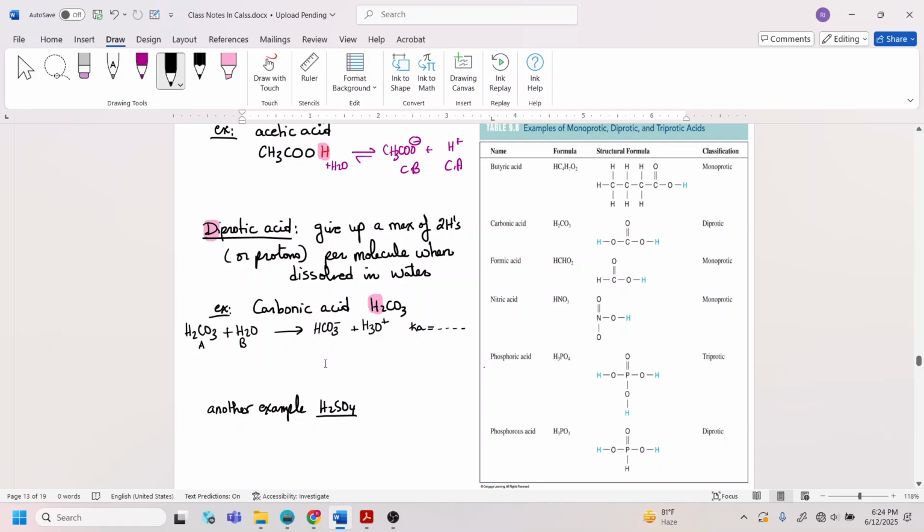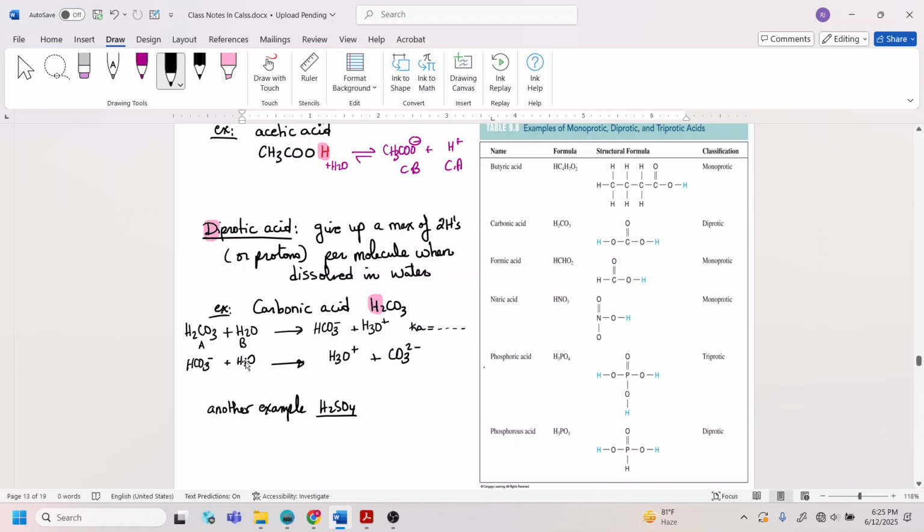But this one over here still has a hydrogen that can dissociate. So carbonic acid undergoes not just one dissociation equation, but two acid dissociation equations, because this one now is going to come and act as an acid. This is HCO3 minus that is going to react with water, and that is going to dissociate into H3O plus plus CO3 2 minus.